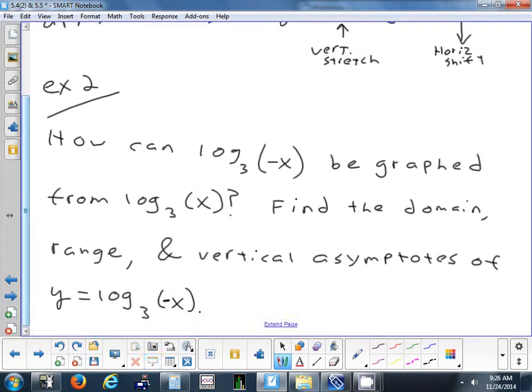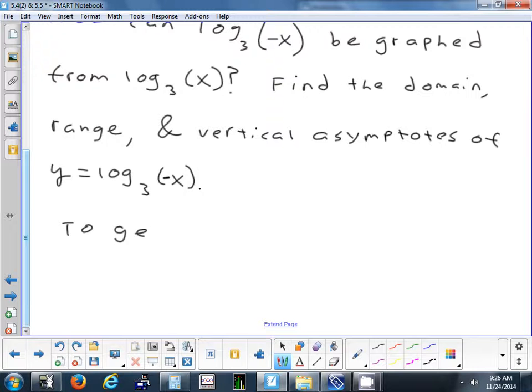All right, so using that information, the base 3 doesn't really matter that much in terms of transformation. It's more that negative in front of the x. So what did we just say? What's that negative going to do? It's going to reflect over which axis? It's horizontal, so it's going to do some kind of horizontal reflection. Yeah. It's going to reflect it over the y-axis. Over the y-axis, right?